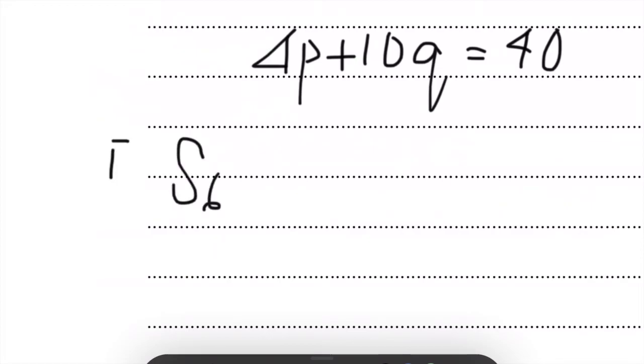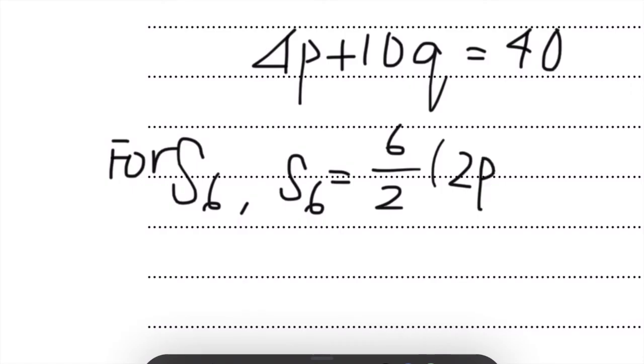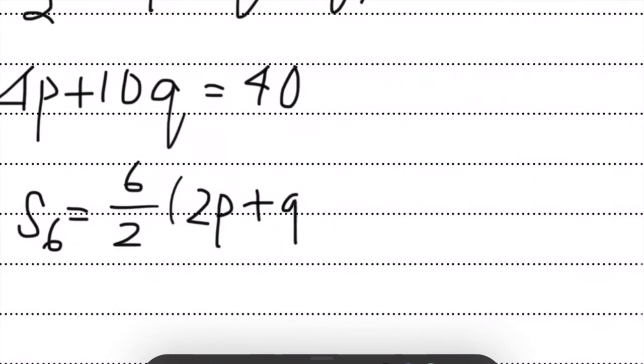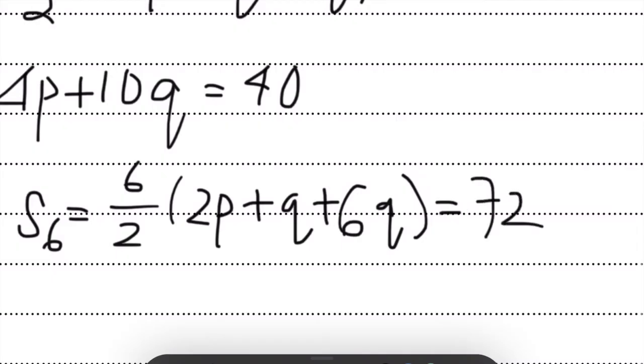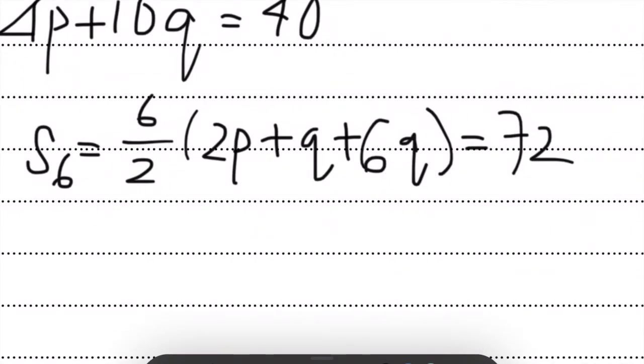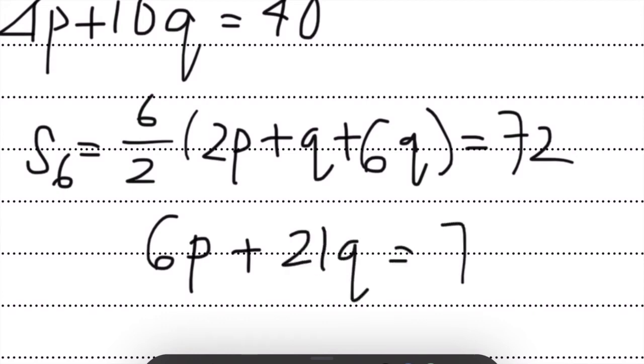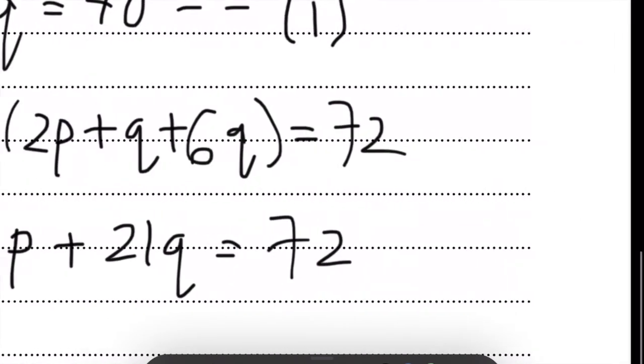For S6 is equal to 6 over 2, 2p plus q plus 6q is equal to 72. We will simplify that to 6p plus 21q equals 72. This is your first equation earlier, and this will be your second.